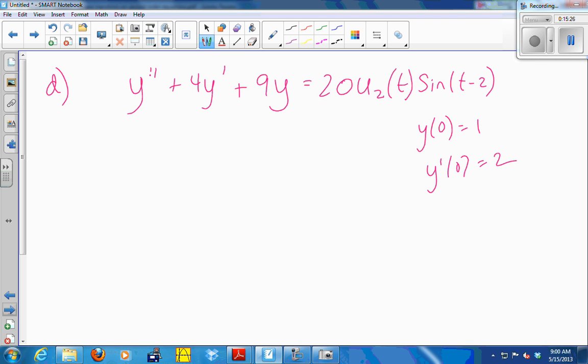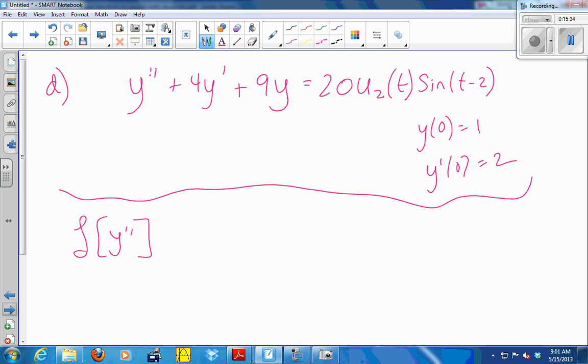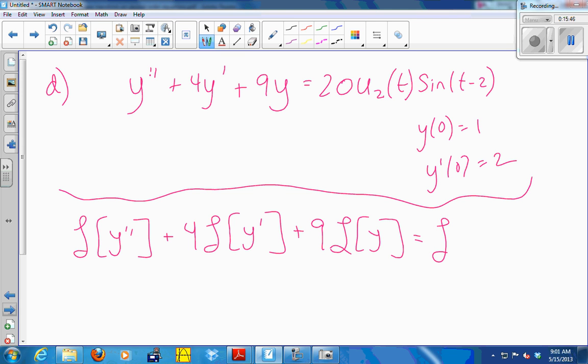All right, so we apply the Laplace transform to both sides. So I take the Laplace of y double prime plus 4 times the Laplace of y prime plus 9 times the Laplace of y, and that equals the Laplace of this whole side, u2 times the sine of t minus 2, times 20. Oh yeah, 20.